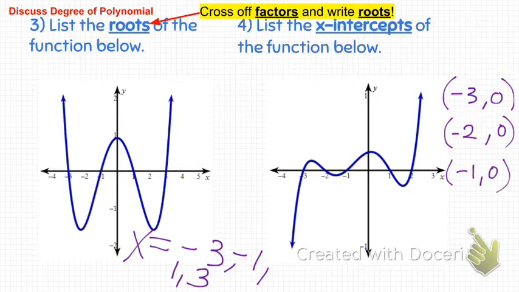-1, 0. What's the next one? 1, 0. And the last one? 2, 0. Perfect. All right. How many roots were there on number 3? How many roots were there here on number 3? 4. How many roots are there here on number 4?